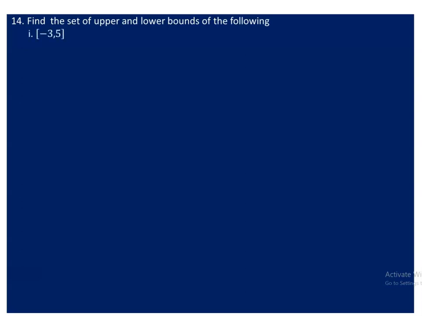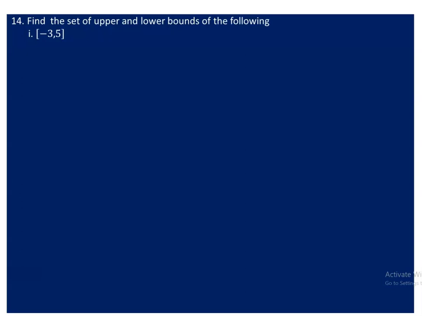So in a given set of interval of real numbers, a number is said to be an upper bound if it is obtained to be the greatest of all the numbers within the interval, and it is said to be a lower bound if it is the least of all the numbers available within the interval.